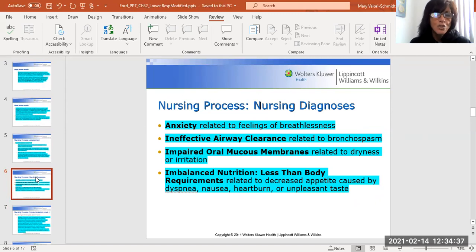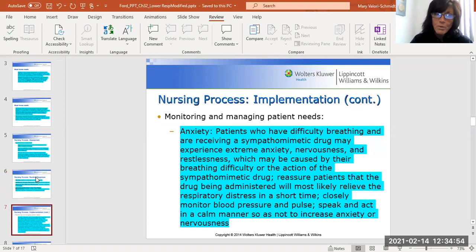And then imbalanced nutrition, less than body requirements. This can be related to decreased appetite caused by dyspnea. Again, if you can't breathe, you don't want to eat, right? Or it can be caused by nausea or heartburn or a funny taste in the mouth from some of these drugs, right? So there are the nursing diagnoses.